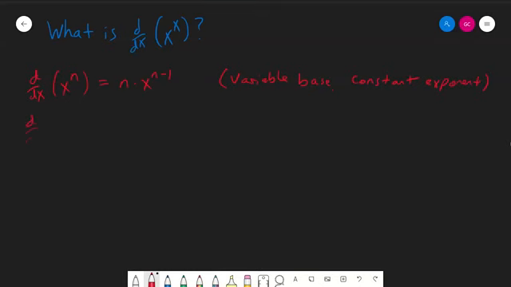You've also seen that the derivative of a function like a to the x is a to the x times the natural log of a. So this is the other way around. This is where you have a constant base but a variable exponent.